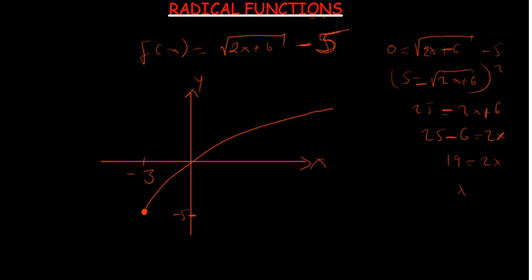And then x is going to give us 9.5. So when our y is 0, our x is going to be 9.5. So what does that mean? So let me try to remove this.